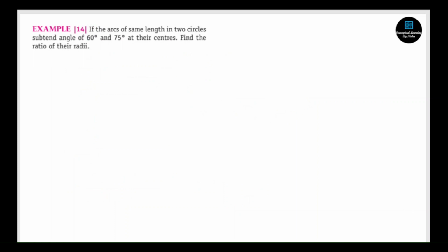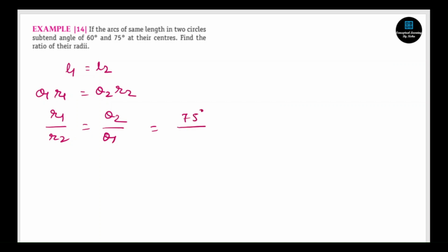Now in this question, the arcs of the same length in two circles subtend given angles, and we have to find the ratio of their radii. See, the lengths of the arcs are the same, so L1 equals L2. Now this is theta 1 R1 equals theta 2 R2. Now we have to find the ratio R1 to R2, which is nothing but theta 2 over theta 1. Be careful while you write this. Now theta 2 is 75 degrees over 60 degrees.